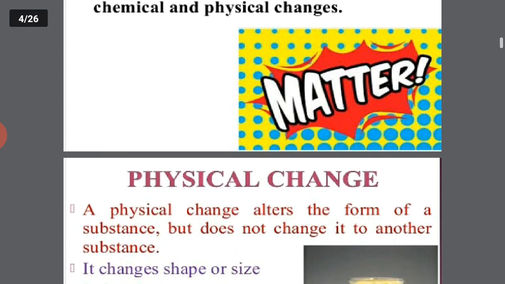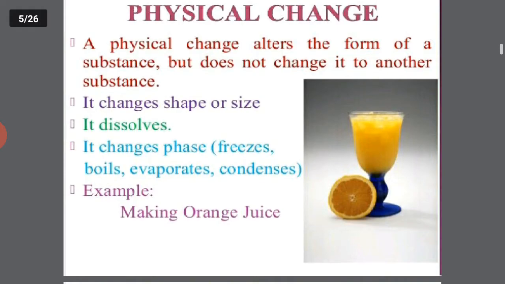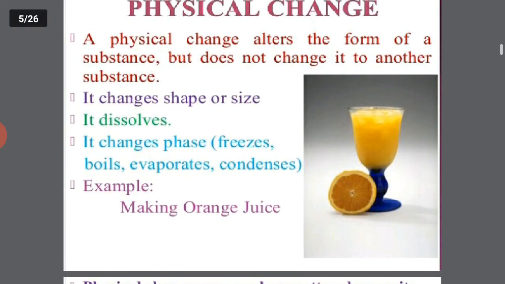Okay, let's discuss physical change. A physical change alters the form of a substance but does not change it to another substance. Got it? You can see in the pic also, at the bottom the orange is shown, and in the glass orange juice is shown. Only one thing happens over here, its form got changed, from one form to another.